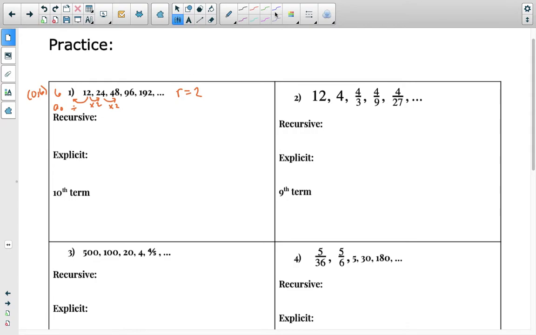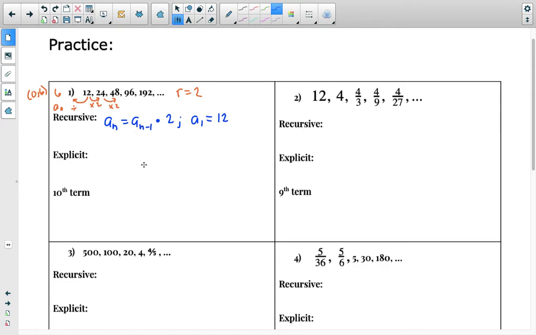So the recursive form is written as a sub n, so our next equals our now, so a sub n minus 1, times, how do we get to the next term? If I want to get to the next term, I would just multiply by 2. But we need to know what our starting value is. So a sub 1 is still equal to 12. This is our recursive form. Next equals now, so we would multiply by 2.